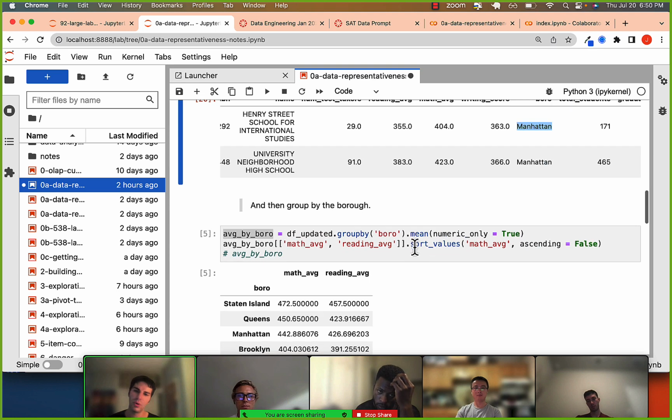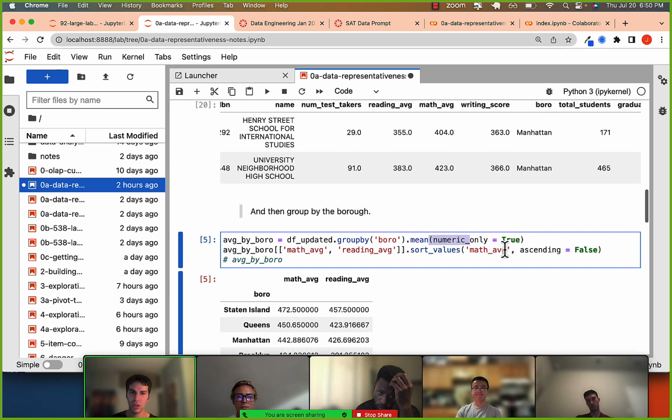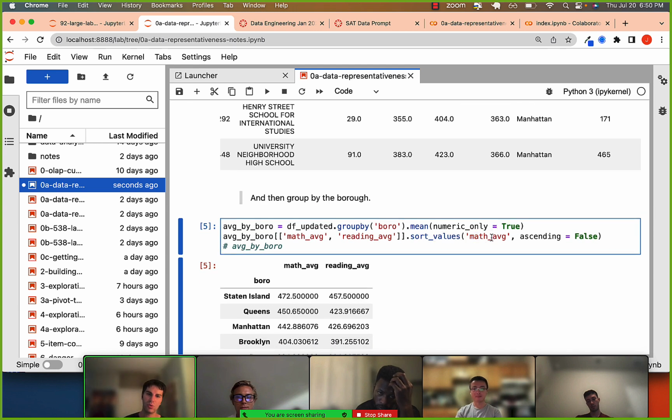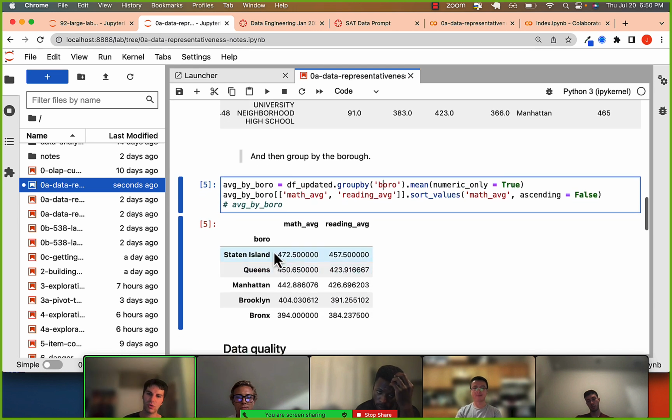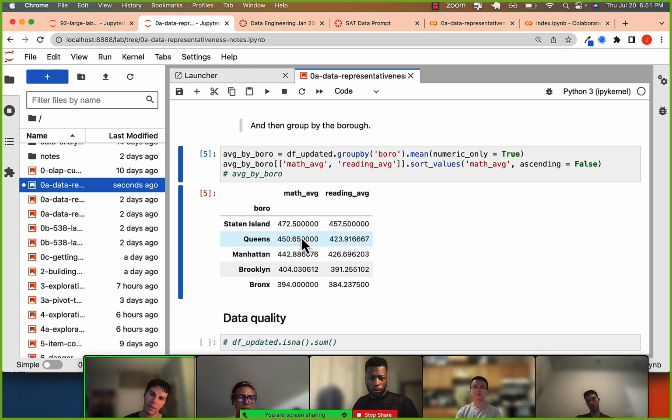So then what I do is group by the Barrow, say let's get the average, and let's just select, right, the math and reading scores and sort by the math scores. So we group by Barrow. It's really just 5 rows here once we group by, and we see Staten Island is doing the best, and then Queens, and then Manhattan, and then Brooklyn, and then the Bronx.